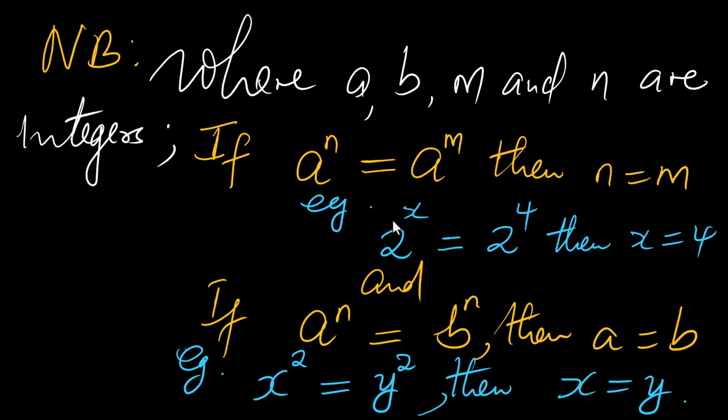And also, in the other case, a raised to the power n is equal to b raised to the power n. In this case, you can see the powers or the exponents are the same, then a is equal to b. That is, when the exponents or the powers are equal, the bases are equal. The bases here are a and b. An example, we have x squared is equal to y squared. You can see the powers are the same, that is power 2, power 2. So in this case, the bases are equal. That is x is equal to y.